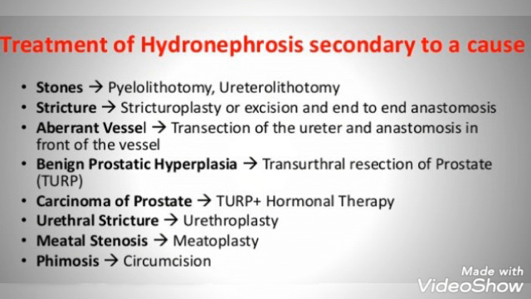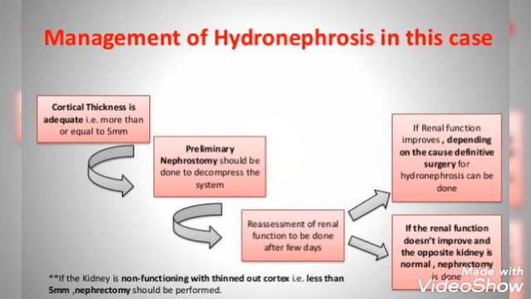Treatment of hydronephrosis depends on the underlying cause. If stone is the cause, then pyelolithotomy or ureterolithotomy is done. In case of aberrant vessels, transection of the ureter and anastomosis in front of the vessel is done. In case of BPH, transurethral resection of prostate is done. In case of urethral stricture, urethroplasty is done. In case of phimosis, circumcision is done.